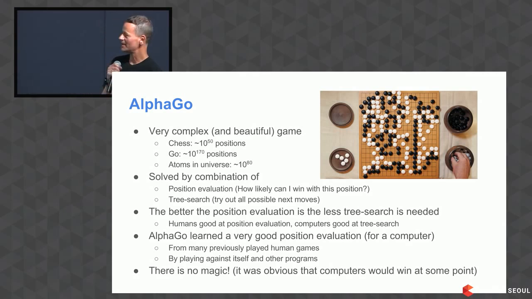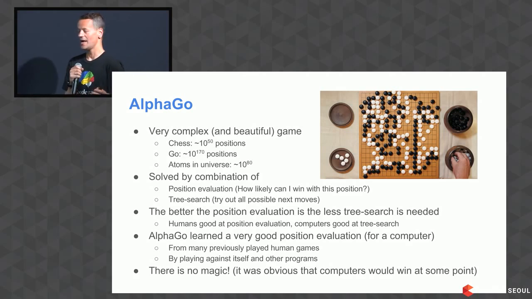So why is it so complex? Chess has roughly 10 to the power of 50 positions. Go has roughly 10 to the power of 170 positions. The number of atoms in the universe is 10 to the power of 80. There you see how many positions there are. You cannot imagine how many positions there are. And that's why people thought nobody could ever solve this.